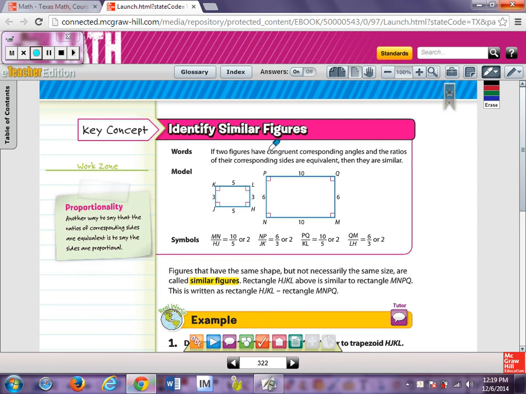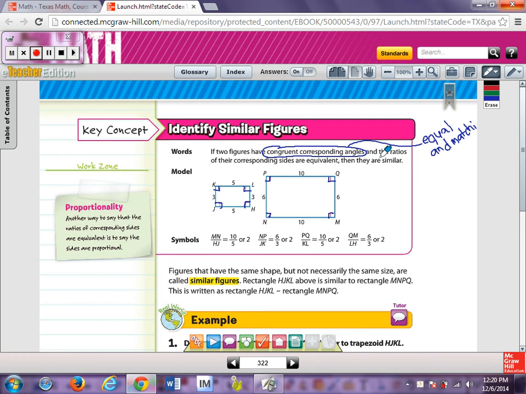If two figures have congruent corresponding angles, that means angles that match each other exactly. For example, these angles in this order match exactly these angles over here. So they are congruent, they match. K to P correspond, L to Q correspond, H to M correspond, and J to N are corresponding. So they are equal and matching angles. That's what congruent corresponding means. It means equal and matching. And by matching, I mean they're in the same place as the other angles are with their shapes.